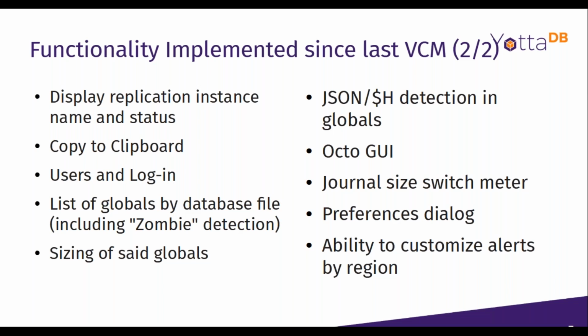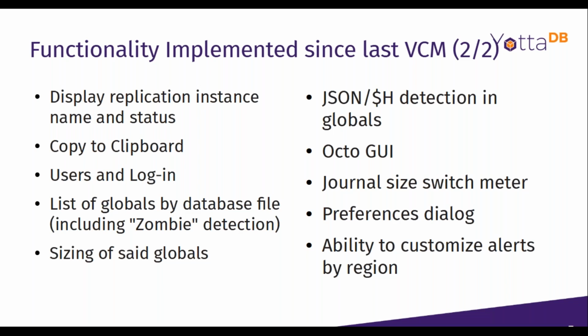And you may ask, what's a zombie global? Well, I'll show you later. We can now size all the globals, and you can see how big they are. In the global display, we have JSON $H detection. We've added an Octo GUI, and Octo is our SQL layer. We have a journal size meter. We've added a preferences dialog for you to change settings.